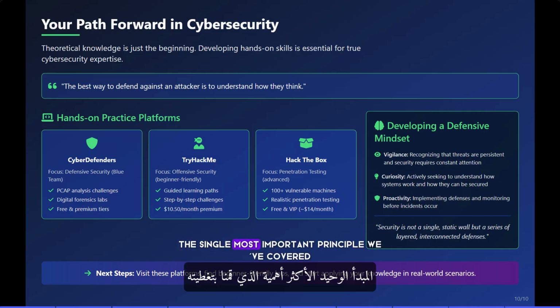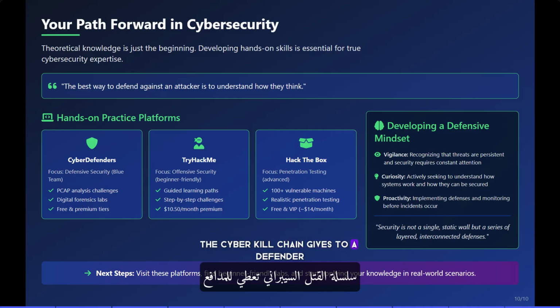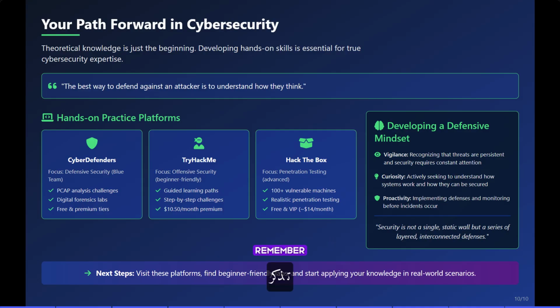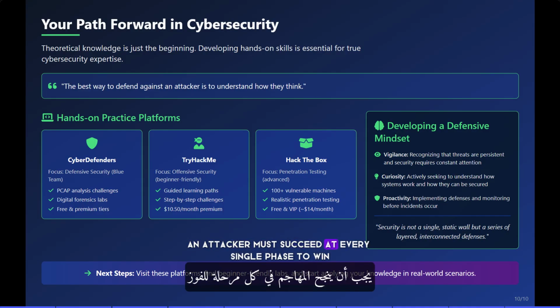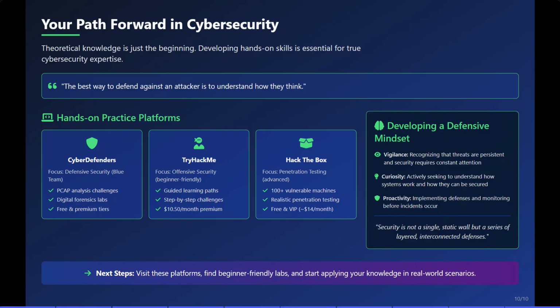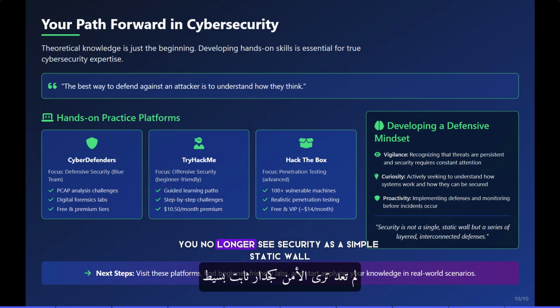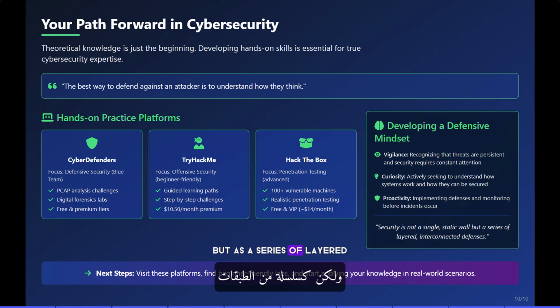The single most important principle we've covered is the strategic advantage the cyber kill chain gives to a defender. Remember, an attacker must succeed at every single phase to win. As a defender, you only need to break one link in that chain to be successful. The power this gives you is immense. You no longer see security as a simple, static wall, but as a series of layered, interconnected defenses.